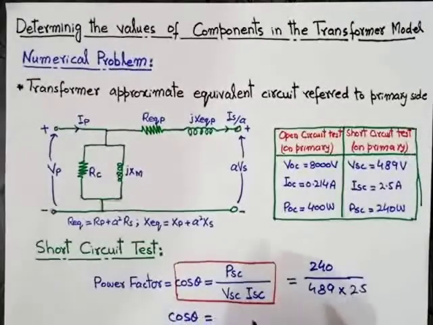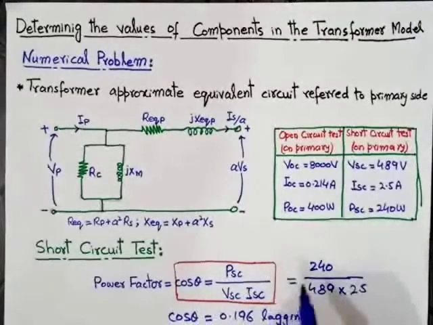is equal to 0.196 lagging. Lagging means the current is lagging and voltage is leading. So this is the value of cos theta in case of short circuit test.